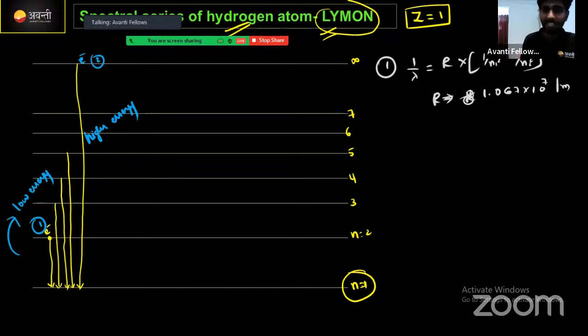Suppose I'm calculating the first case. 1 by lambda is equal to R value, 1.067 into 10 to the power of 7, into 1 by n1 square, means 1 by 1 square, minus 1 by n2 square, it will be coming from infinity. Correct? Just a minute. Sorry, n2 means here. Just a minute. n1. Why did I do that? Sorry.